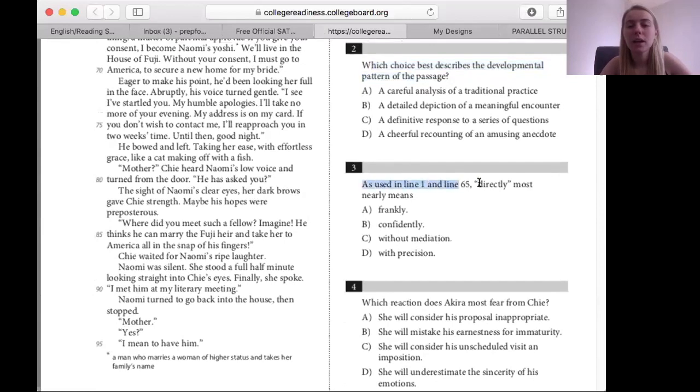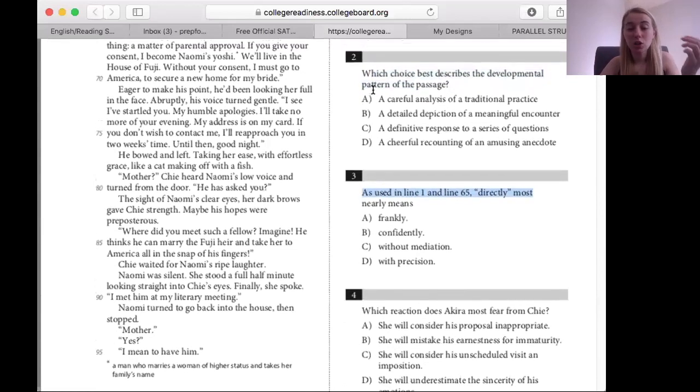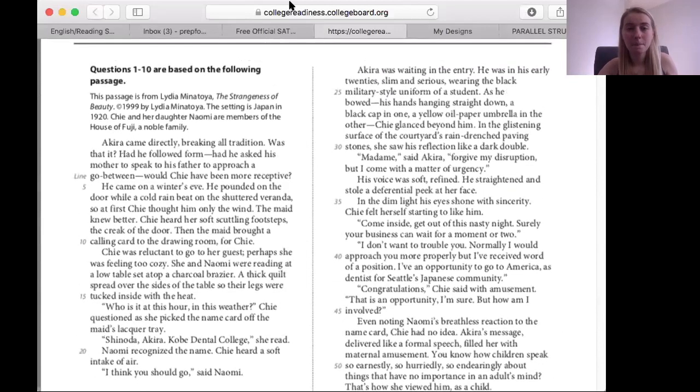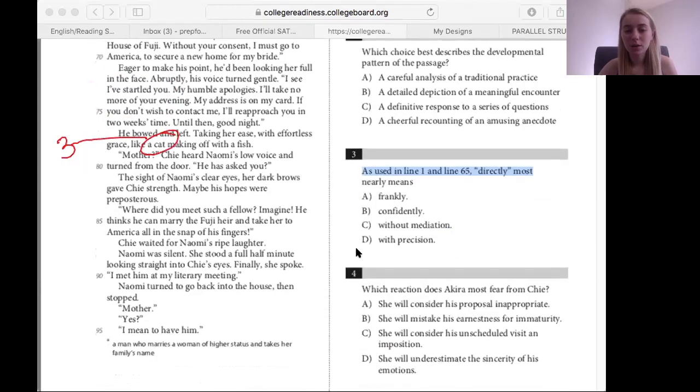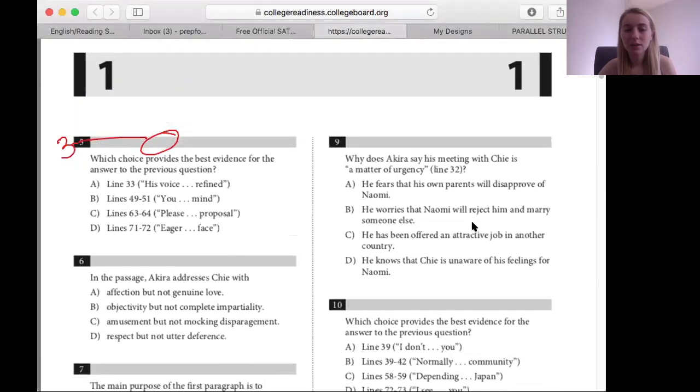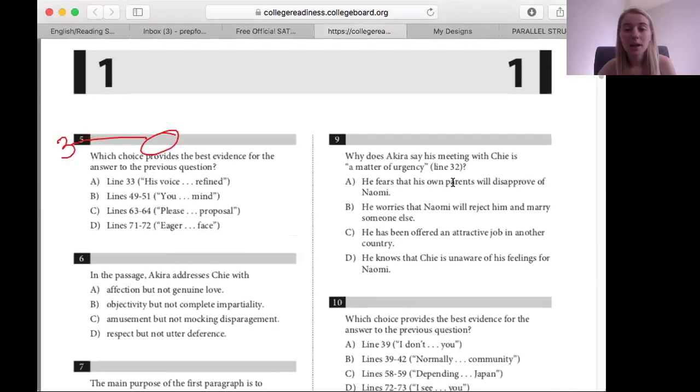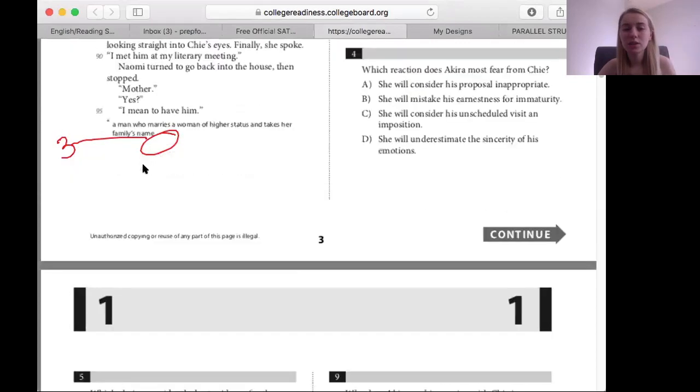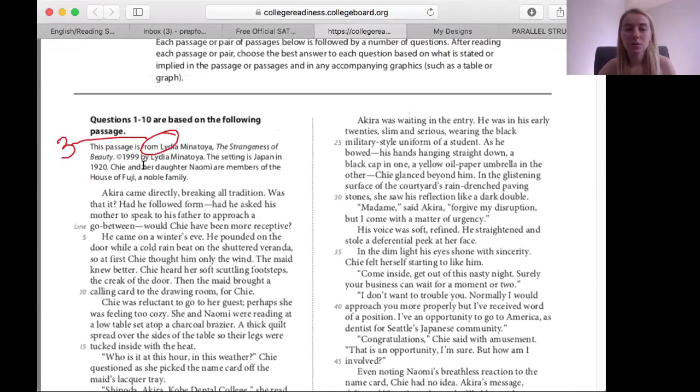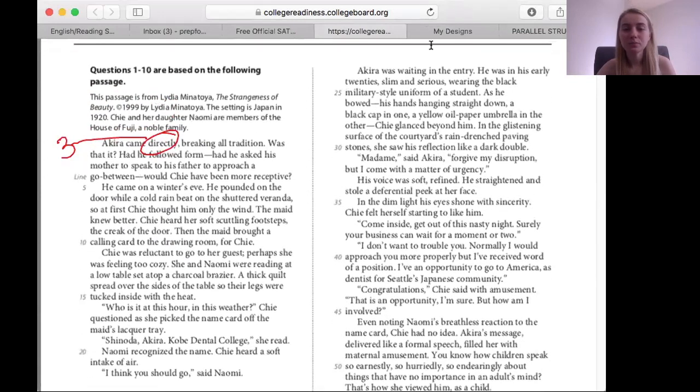Oh, 3. Line 1, what does directly most nearly means? So I'm going to go to line 1. I know it's question 3 dealing with line 1. So I'm going to do this and write number 3. Now I'm going to continue and take a look at my other questions. Notice this doesn't have a line reference. Oh, well, number 9, line 32. I don't even care what the question is asking, but line 32 is question 9. So what I'm going to do is I'm going to go up to line 32, and I am going to go ahead and put number 9.